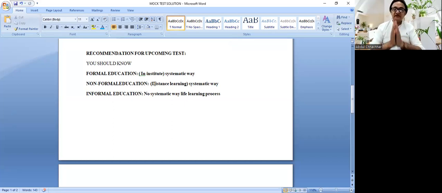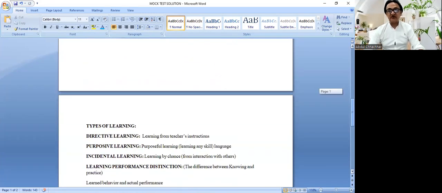However, informal education, we consider this lifelong learning. Suppose I want to learn driving, cooking, swimming, or any mechanical or technical certifications. That we consider informal education. It has no age limit, no certain time periods, and no specific institutes that require enrollment.